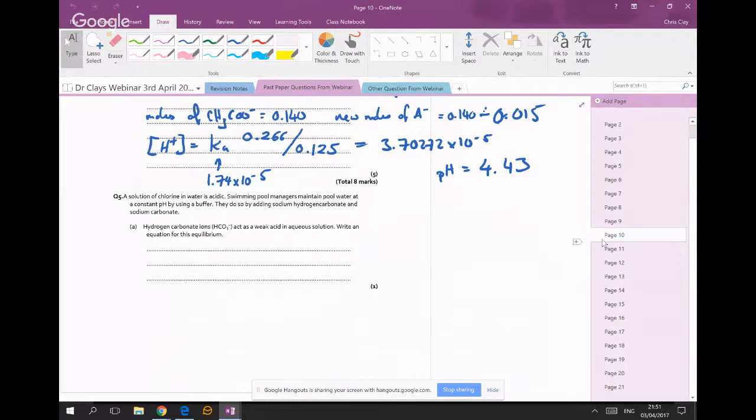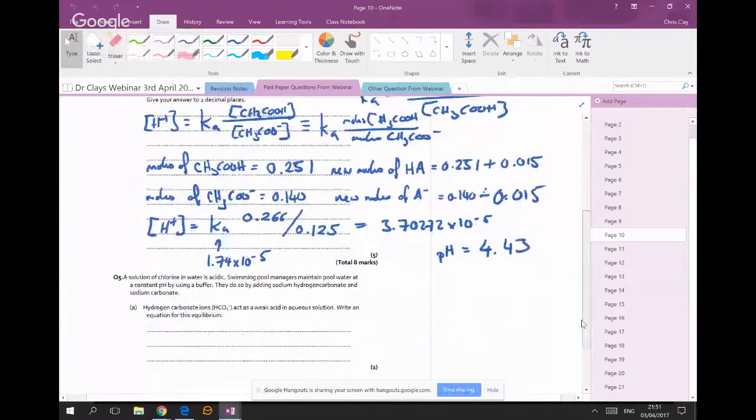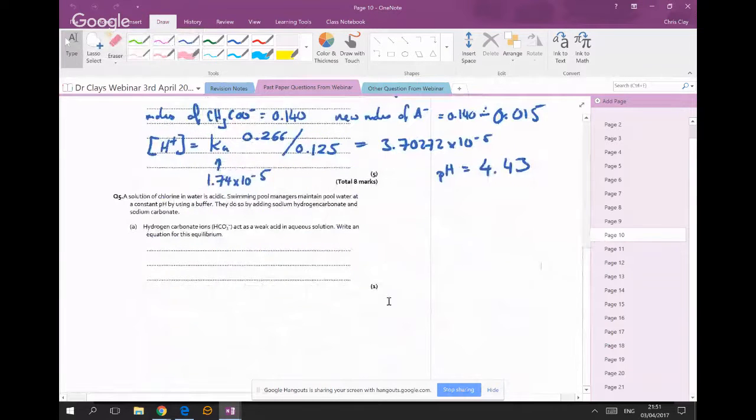Okay, question 5 then, if you're ready. Let's have a look at question 5. So we're now on hydrogen carbonate. Here we go. Solution of chlorine in water is acidic. Swimming pool managers maintain pool water at a constant pH by using a buffer. They do so by adding sodium hydrogen carbonate and sodium carbonate. Hydrogencarbonate ions, HCO3-, can act as a weak acid in aqueous solutions. Write an equation for this equilibrium.